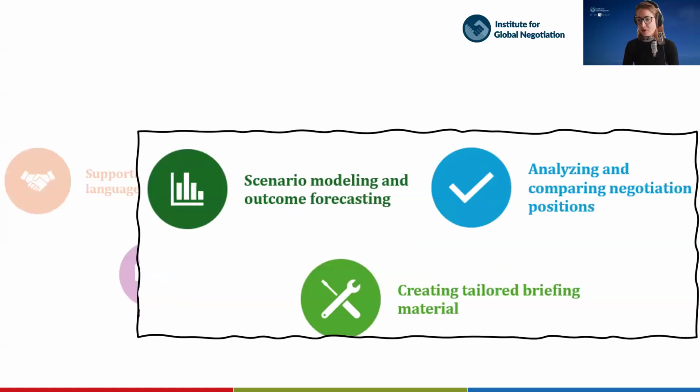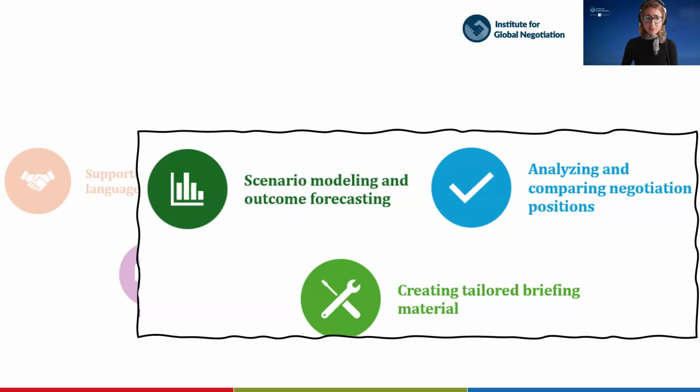So scenario modeling and outcome forecasting, analyzing and comparing negotiation positions, creating tailored briefing materials. Comparing negotiation positions, exactly how Cecilia described it, great use case for AI. I don't think I need to add much further. Analyzing a whole bunch of documents in very short amounts of time, especially if you're kind of familiar with the subject matter, great tool. Scenario modeling and outcome forecasting, well, sometimes you need to think about possible outcomes and not all of the possible outcomes will come to you.